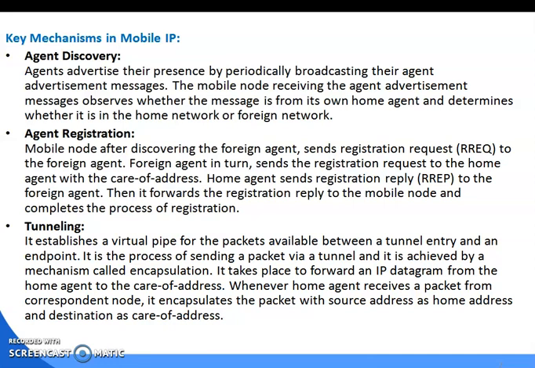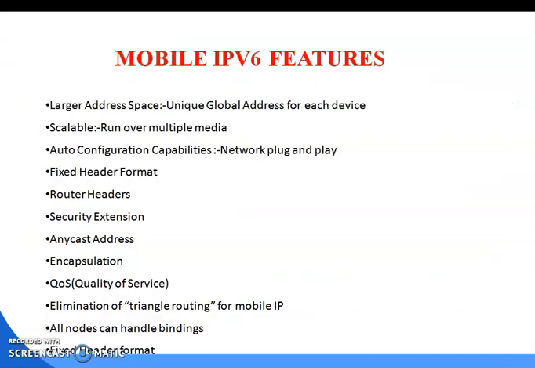It is the process of sending a packet via a tunnel, and it is achieved by a mechanism called encapsulation. It takes place to forward an IP datagram from the home agent to the care of address. Whenever the home agent receives a packet from the corresponding node, it encapsulates the packet with the source address as the home address and the destination as the care of address. So that is known as the tunneling process.